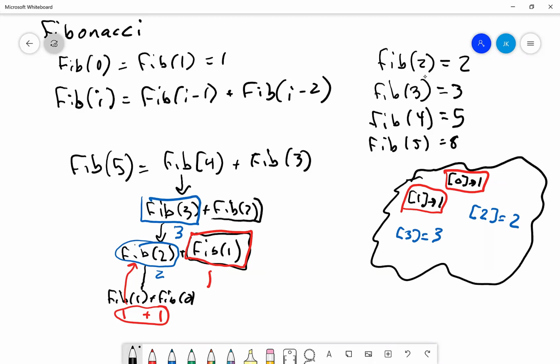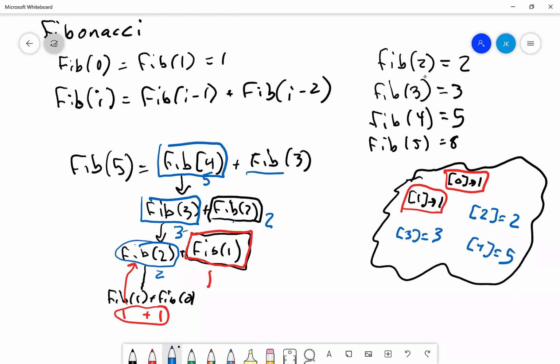I need to compute fib of 2. And so I look, and have I computed it before? Yes, I have. I've computed fib of 2. I just look it up. I say that has the value 2. So now I can do 3 plus 2. And that means that fib of 4 has the value 5. And I will remember now 4 over here has the value 5.